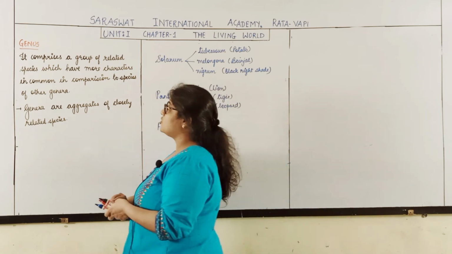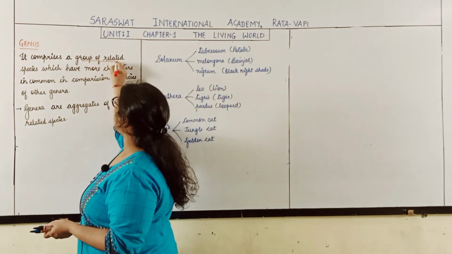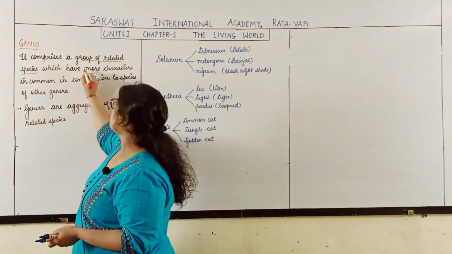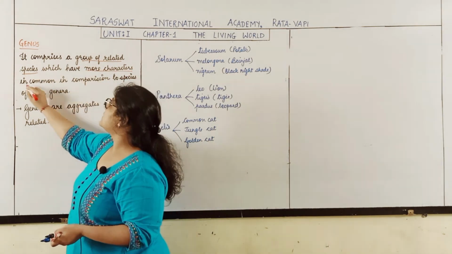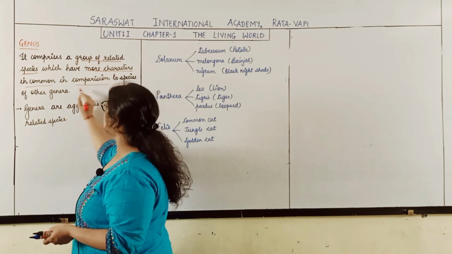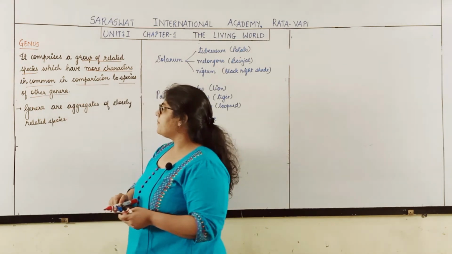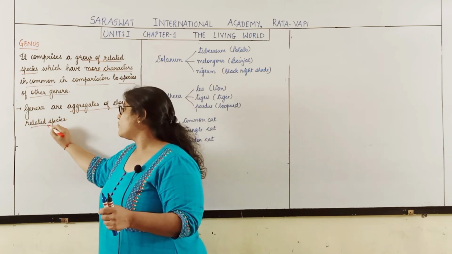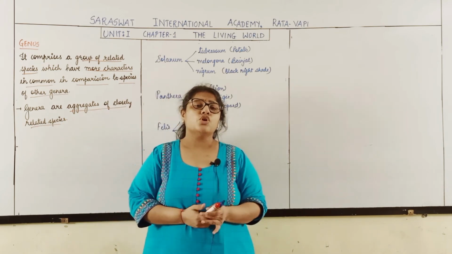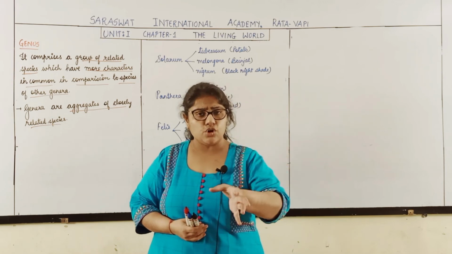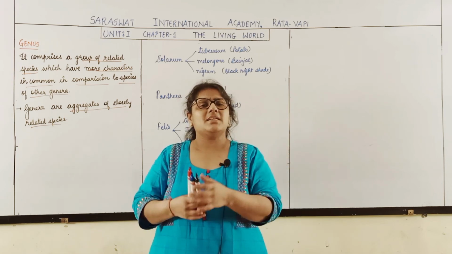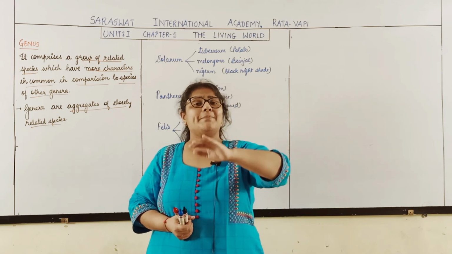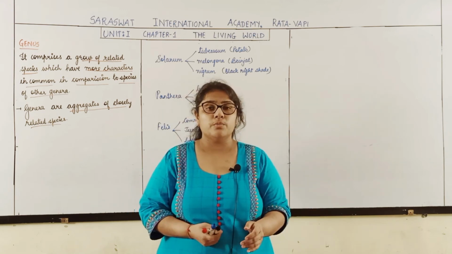So basically what is a genus? It is a group of related species which have more characters in common in comparison to the species of other genera. So in simple words we can say that it is an aggregate of closely related species. Those species which show maximum similarities in characters will be placed into a group.